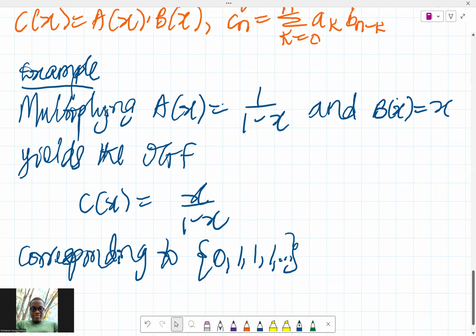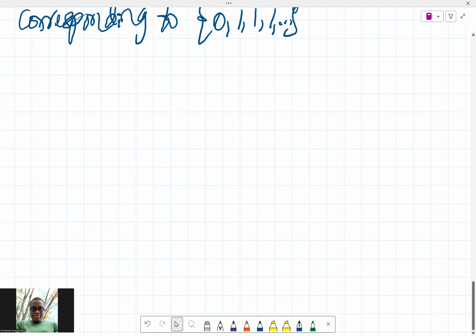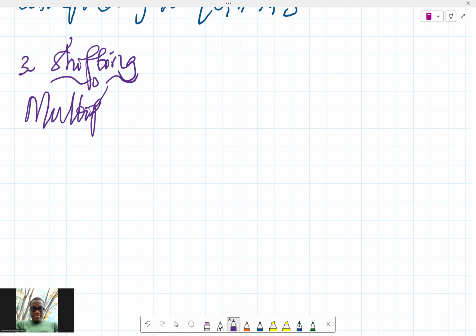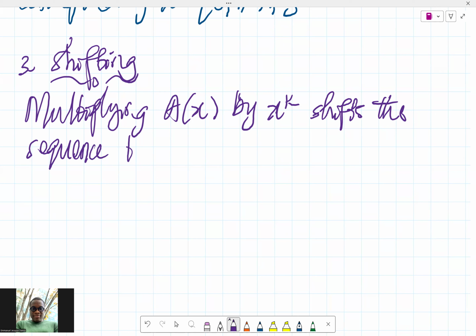Okay, then we also have another operation on OGFs called shifting. So addition, multiplication, and shifting. Multiplying a generating function a(x) by x raised to power k shifts the sequence to the right by k terms.